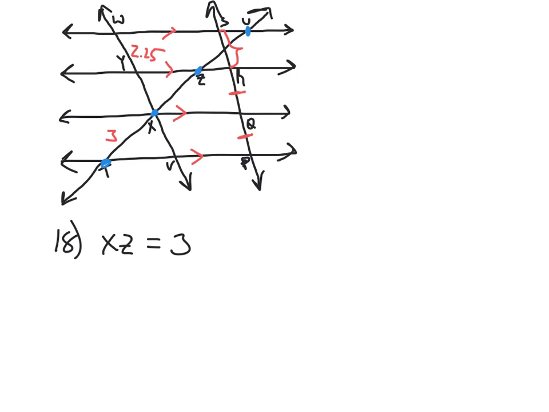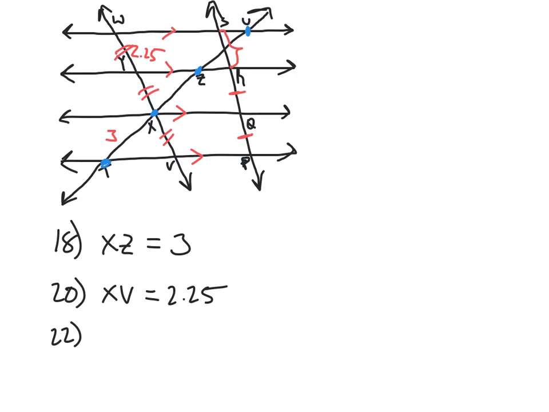If we take a look at number 20, number 20 is asking us for XV. Well, XV is going this way. And again, XV is part of this whole transversal, meaning that these segments in between our parallel lines must be congruent to each other along that transversal. So XV must be the same length as WY, meaning it's 2.25.